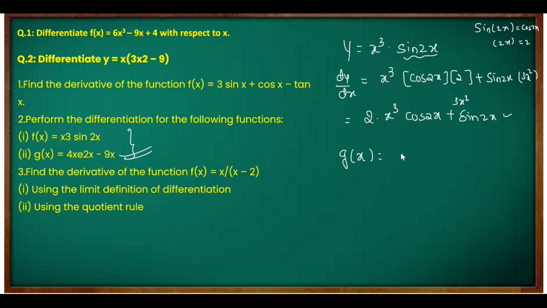Let's take this one now. g of x equal to 4x into e to the power 2x minus 9x. There are three functions. These two we will write, and we will use the u into v method. This is separate, so we will do that separately. Try to understand those rules. What is happening? We are using the rules here. This is a basic thing which you need to be very, very good at.